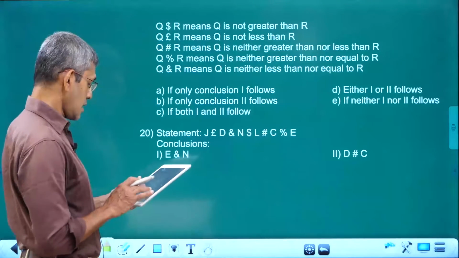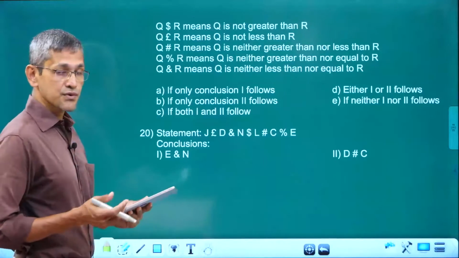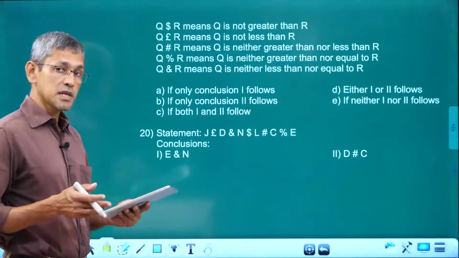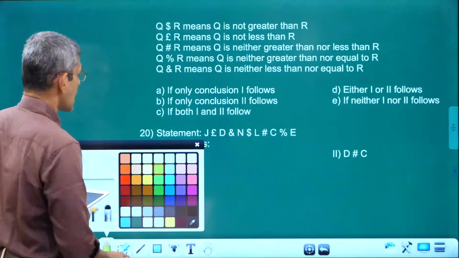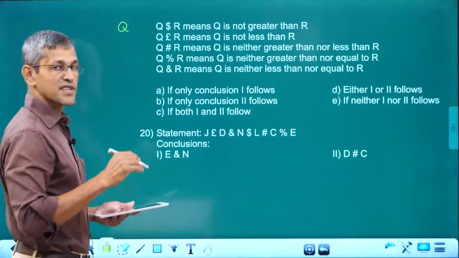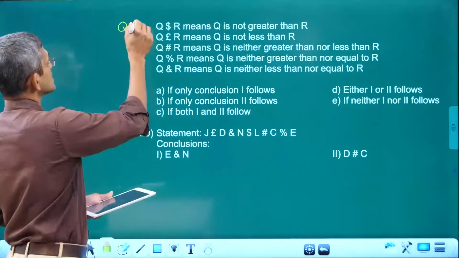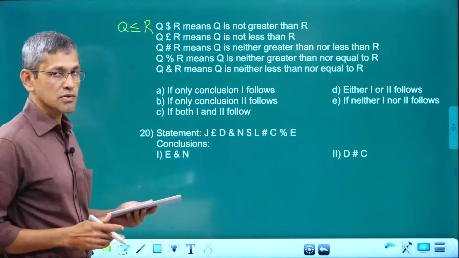Q $ R. So what is that? Q $ R means Q is not greater than R. If Q is not greater than R, what is the meaning of that? If it is not greater than, it could be less than or equal to R. So Q is less than or equal to R.